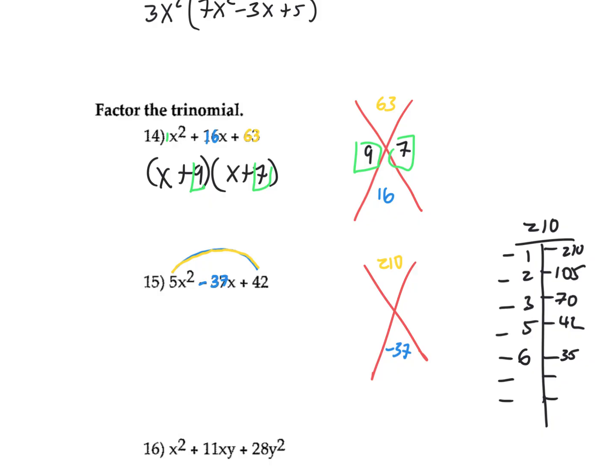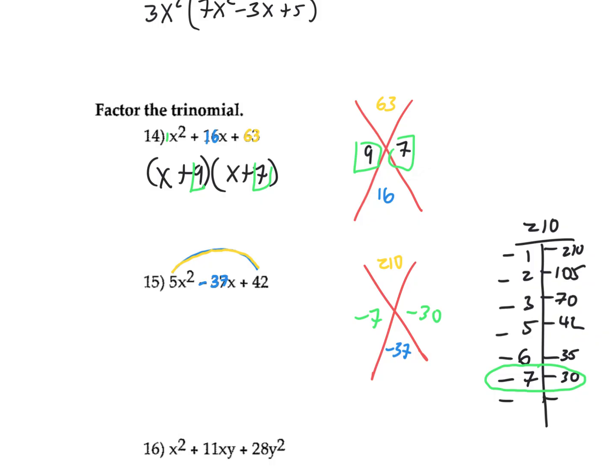What else goes into 210? Does 7 go into 210? Yeah. 7 times 30 would do it, and negative 7 times negative 30 would do it. And I think you're probably noticing we hit the jackpot. These are the two numbers that not only multiply together and become a positive 210, but if you added negative 7 plus negative 30, you would get a negative 37. So you can put those numbers here, negative 7 and negative 30.